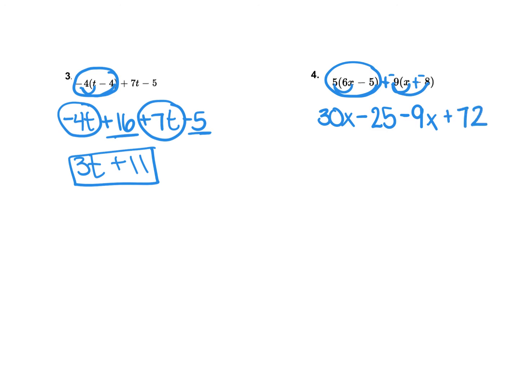All right, so now we've done all the distribution. Now we need to go in and combine the like terms. So I'll take my 30x and my minus 9x. I'll get 21x. And now I've got to combine my negative 25 plus 72, and that'll give us a positive 47. So I'm going to put a plus 47.